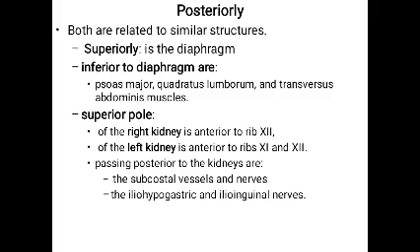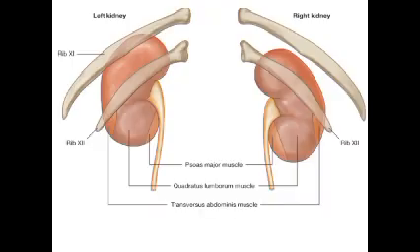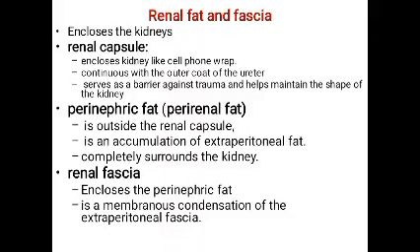Passing posterior to the kidneys are the subcostal vessels and nerves, the ilio-hypogastric and ilio-inguinal nerves. Look at the diagram. Renal fat and fascia enclose the kidneys.